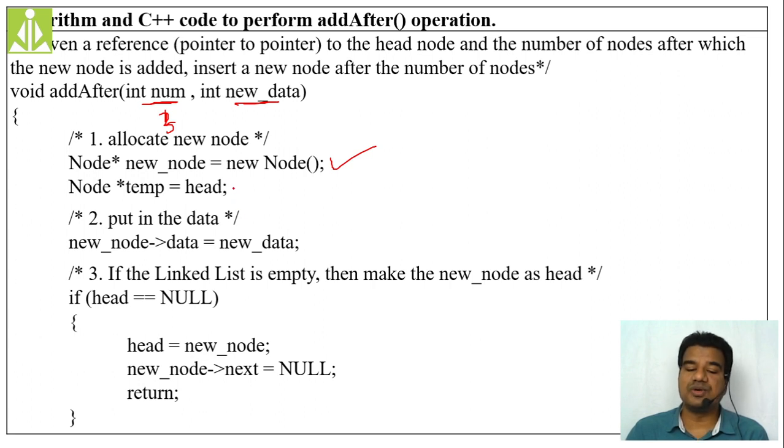We also need to create a temporary pointer, because we don't want any changes to the head pointer. See, whenever we do changes to the head pointer and when we don't: if you are adding the node at the front, there we have to change the head pointer.